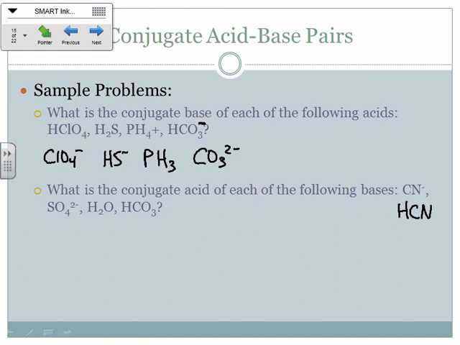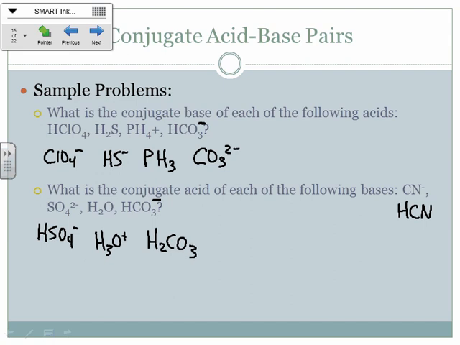And then HCN is the conjugate acid that can turn around and reform the conjugate base by giving away that hydrogen again. The conjugate acid of SO4 2 minus, again, most likely it's going to be HSO4 minus. You could say H2SO4, but it's more likely that it's just going to gain one hydrogen from something rather than two. The conjugate acid of H2O, we've already talked about this one, would be H3O plus, and the conjugate acid of HCO3 minus would be H2CO3.